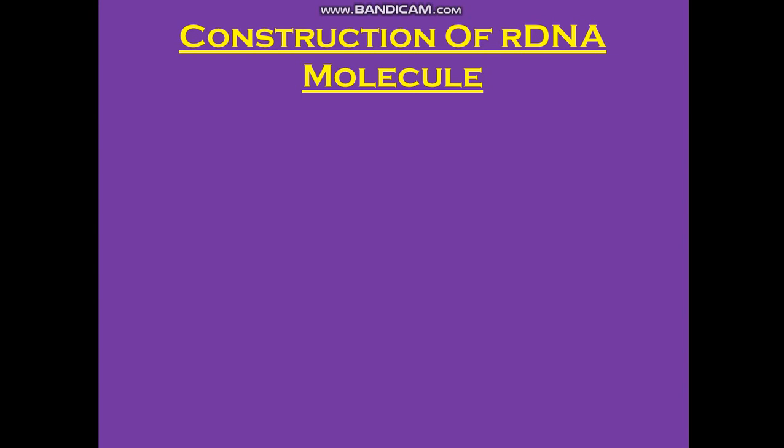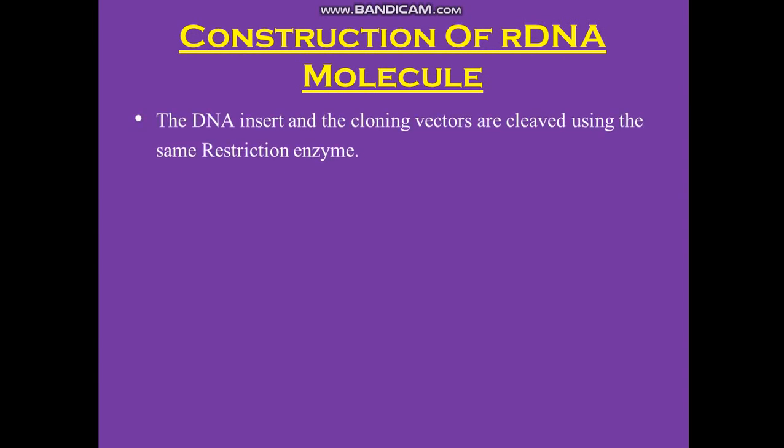That means we need to allow the vector DNA, that is the vector, if we have chosen cosmid as the vector, so we are utilizing the DNA of the cosmid and mixing it, joining it with the DNA insert, thereby making a recombinant DNA molecule. So under this, understand, the DNA insert and the cloning vectors are cleaved using the same restriction enzyme.